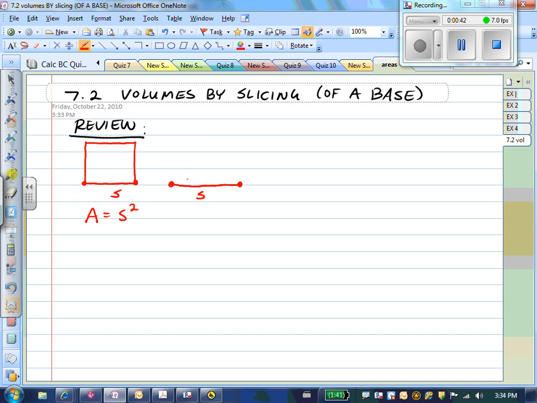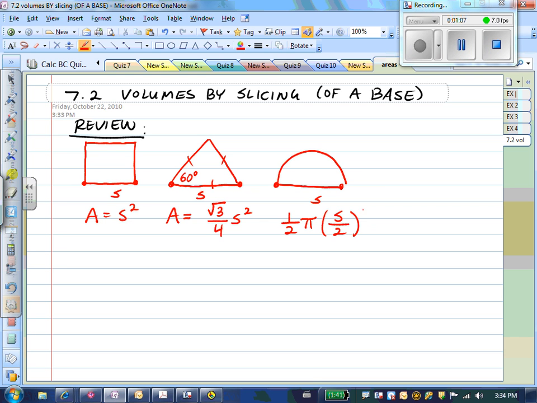What if you had a side S, but this time you form an equilateral triangle? Well, using a little bit of trigonometry, knowing that this is a 60-degree angle, and these are all congruent, you can actually show that it's square root of 3 over 4 S squared. Let's say you had a semicircle of side S. Well, a full circle would be pi r squared. This one is 1/2 pi, and r is S over 2, squared.